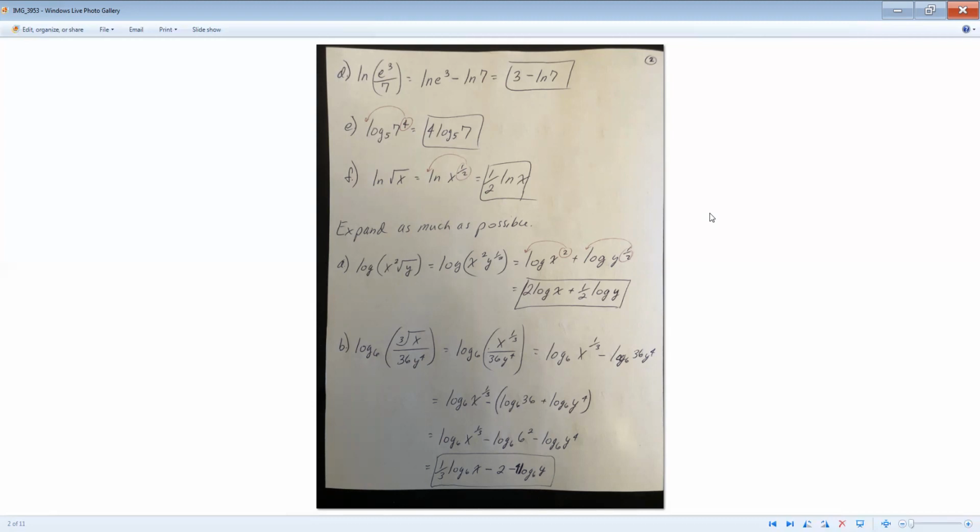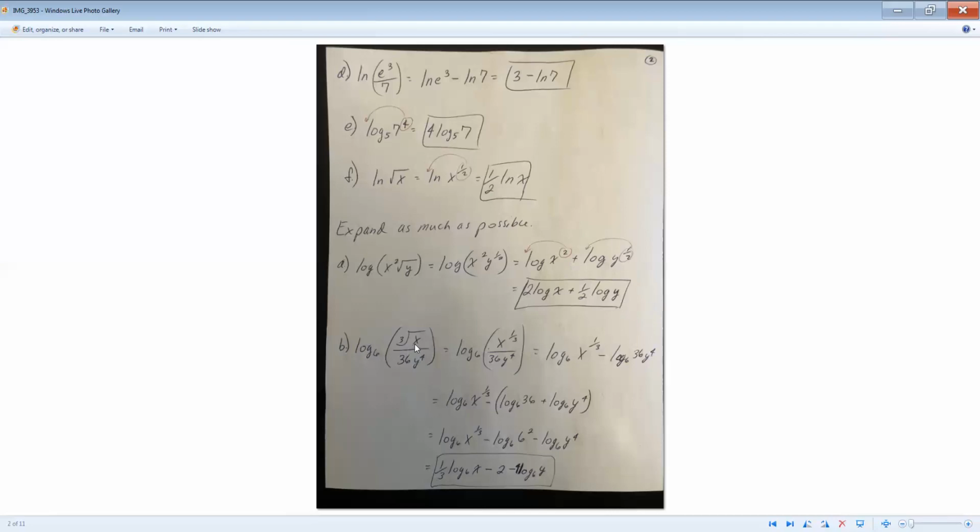All right. So let's take those rules and continue to expand. This next example, log of x squared times square root of y. I recognize that the square root of y is y to the 1/2. Also, since they're being multiplied, I can break that up into log x squared plus log y to the 1/2. Then I can bring the square down front and the 1/2 down front, giving me 2 log of x plus 1/2 log of y.